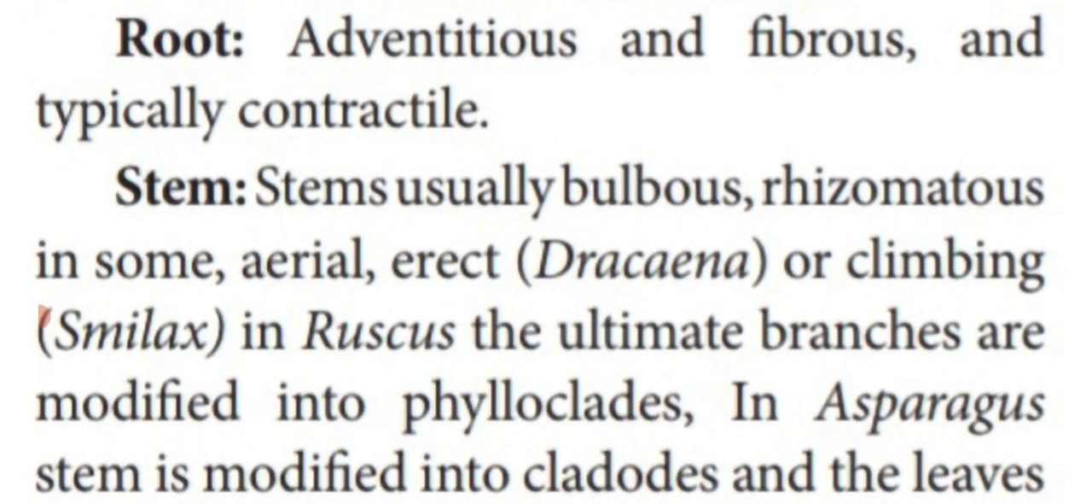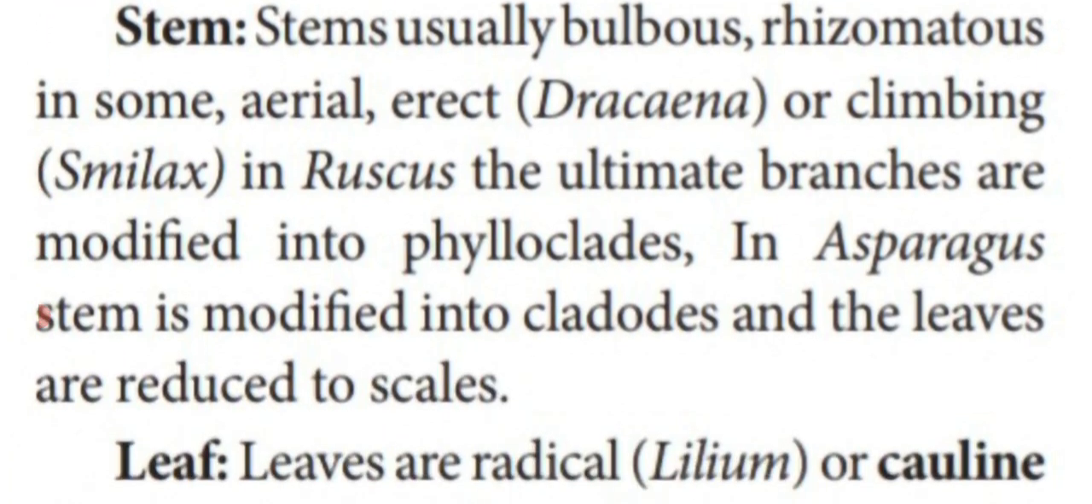Next, root. It is a monocot plant. Dicot means taproot system. Monocot means fibrous or adventitious root system. Next one, stem. Most probably the stems are bulbous and also rhizomatous. Rhizomatous means they are buried under the soil.